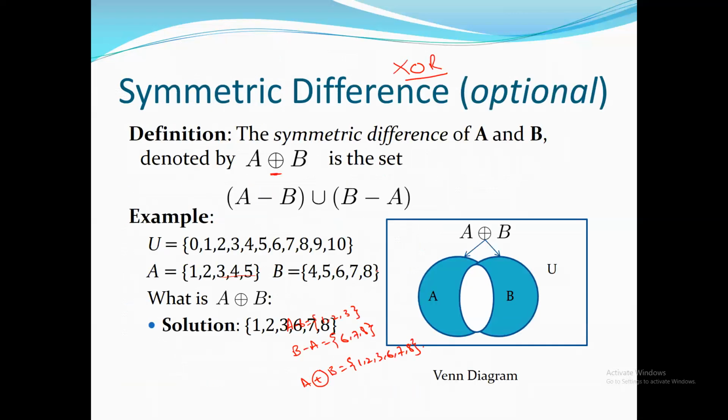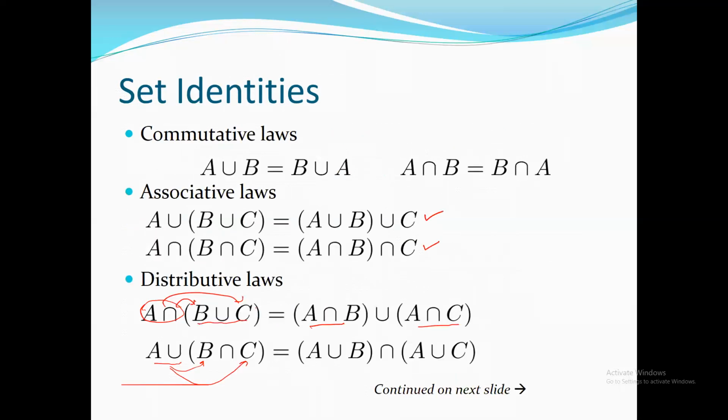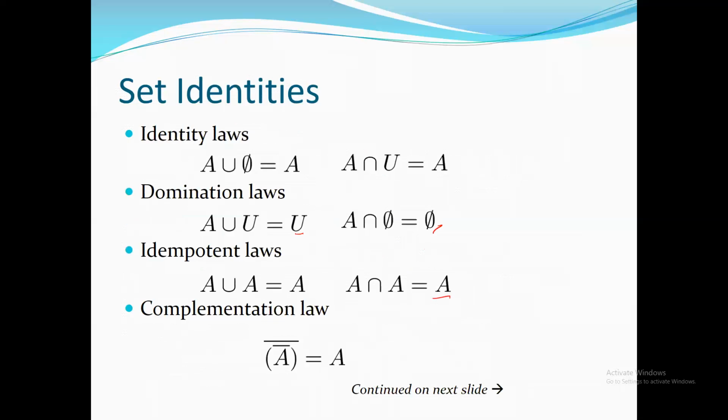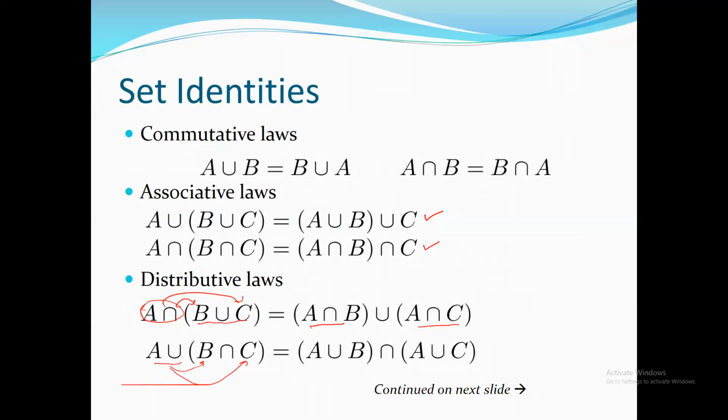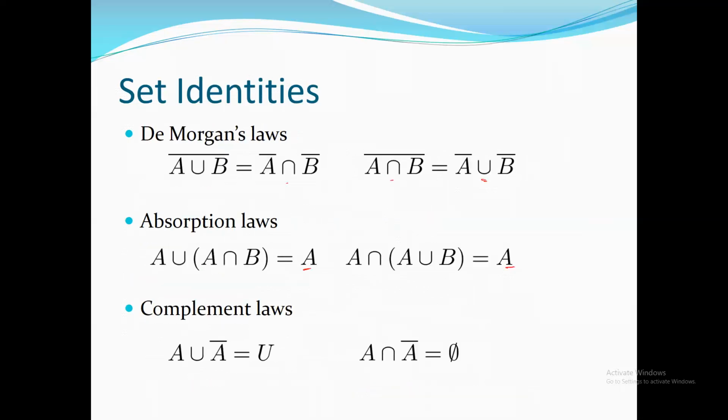U is equal to 0 to 10, and A is equal to 1 2 3 4 5, B is 4 5 6 7 8, and prove all these identities, set identities, right? From this slide to this slide and this slide as well. Complement law. Complement law is if you take the union of A with its complement, you get the universal set as a result. That's quite obvious, right?